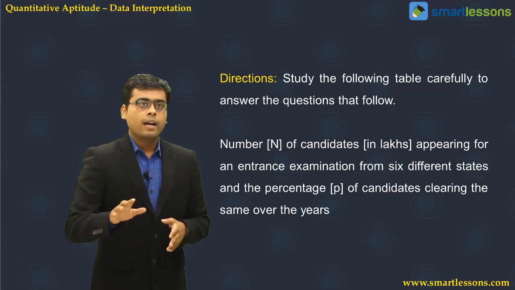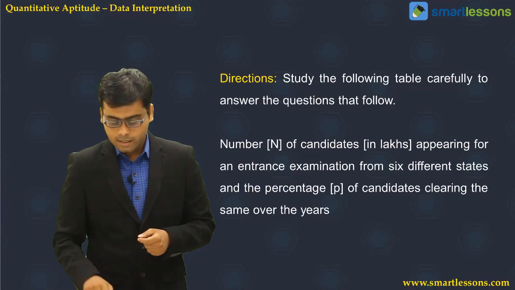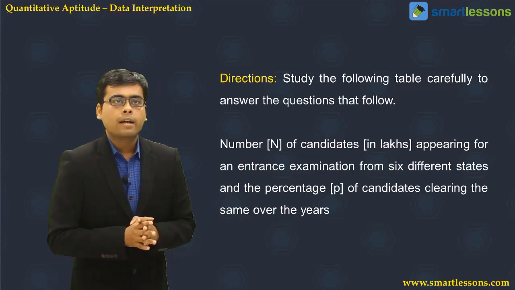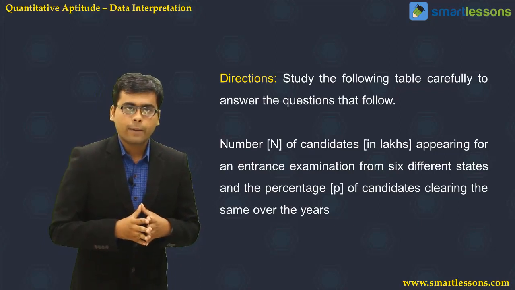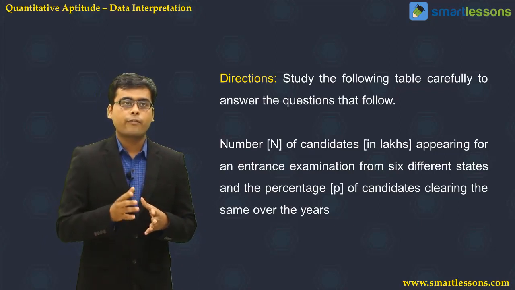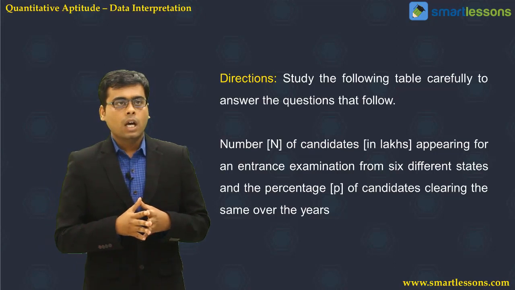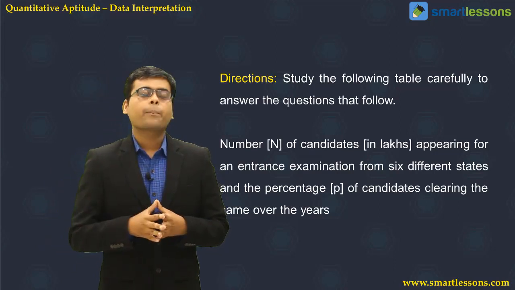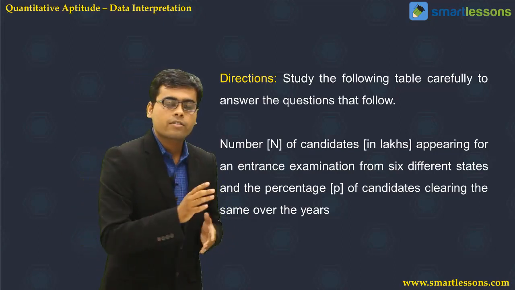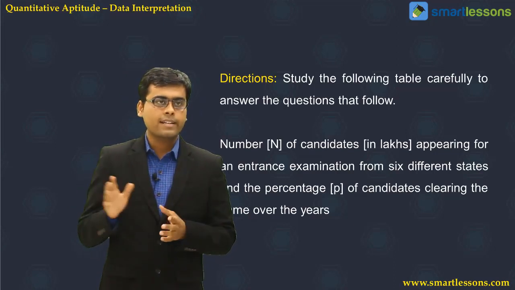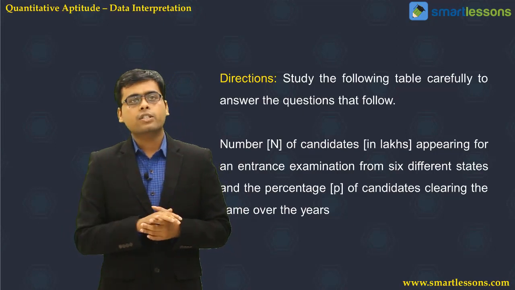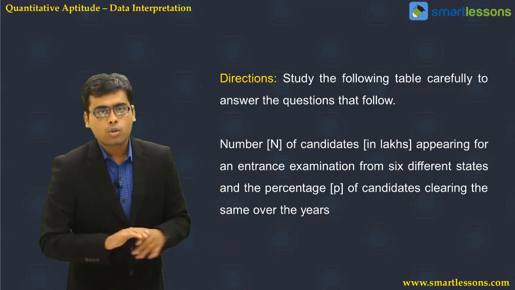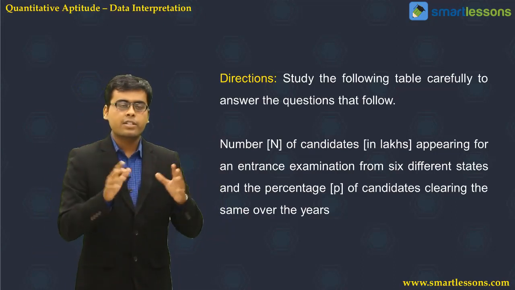Okay, alright. So let us discuss another table. So here you can see, study the following table carefully to answer the questions that follow. So number n of candidates in lakhs appearing for an entrance exam from 6 different states and the percentage of candidates clearing the same over the years. So what does it represent, this table?